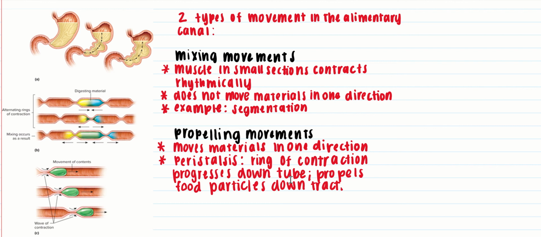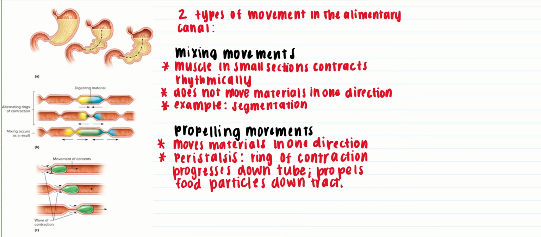Now, propelling movements move the material in one direction. And propelling movements include peristalsis, which is a ring of contraction that progresses down the tube and propels food particles down the tract. During this time, we also experience receptive relaxation when the muscle wall just ahead of the ring relaxes. So as you see here in the image on the left, it's moving the liquid forward down the tract.